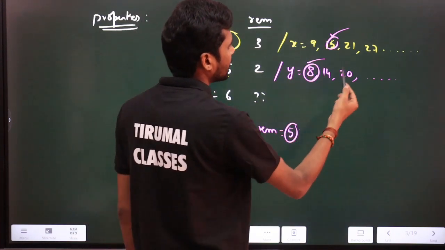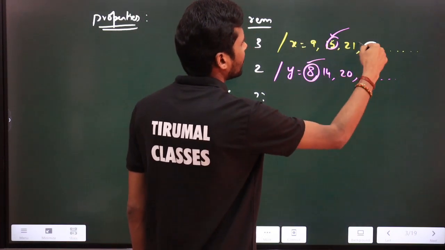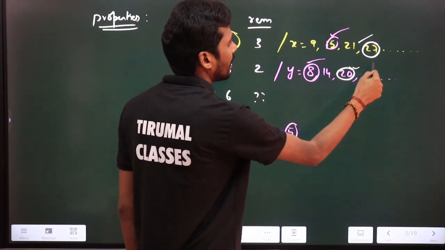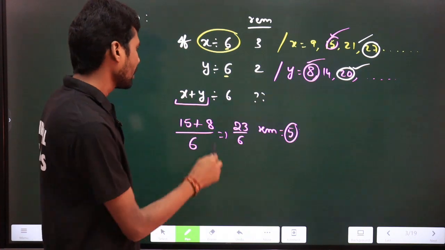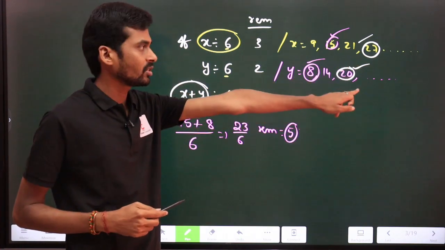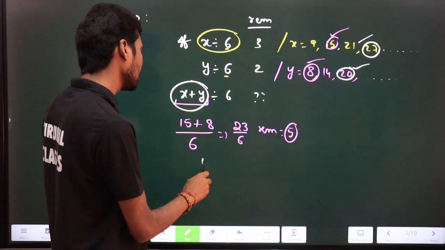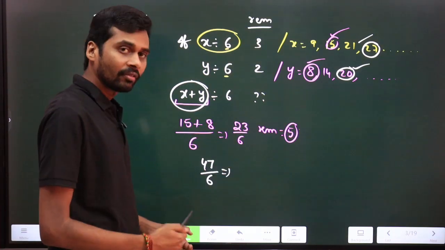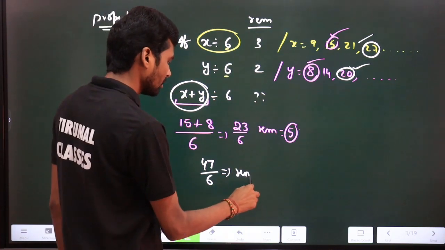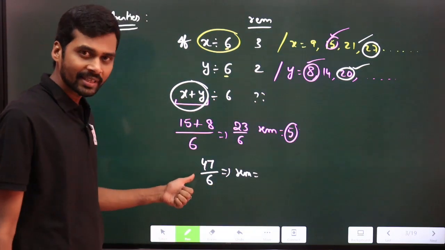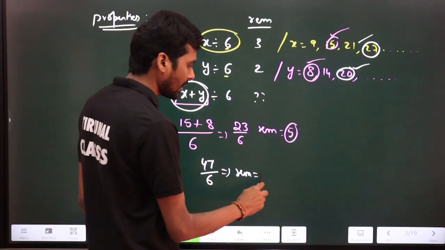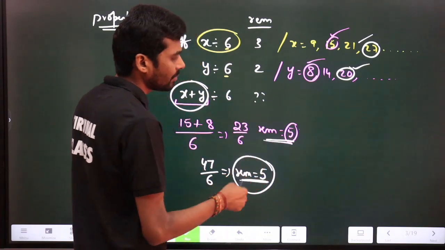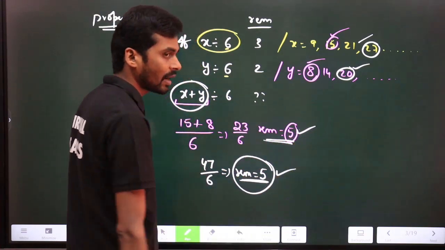Let's take another number. From this list you can take any number. Suppose instead of x I take 27, and let's say I take 20 from the y list. Then x plus y is 27 plus 20, which is 47. When you divide with 6, what is the final remainder we'll get? 6 7s are 42. 47 minus 42, the remainder is 5. Even in this case I get the same remainder. Here I get remainder 5, here I get 5.